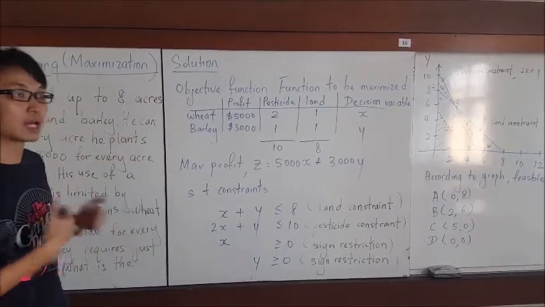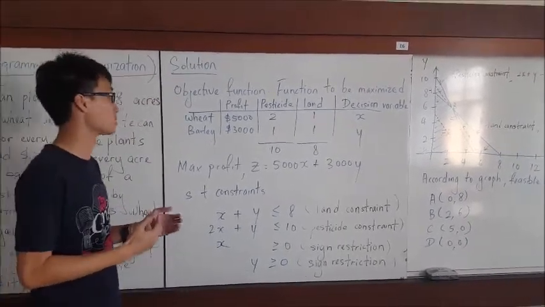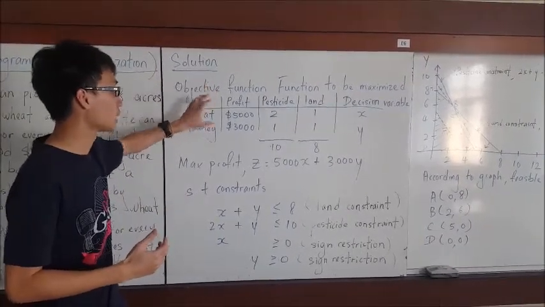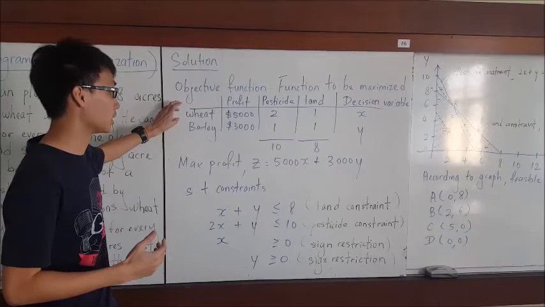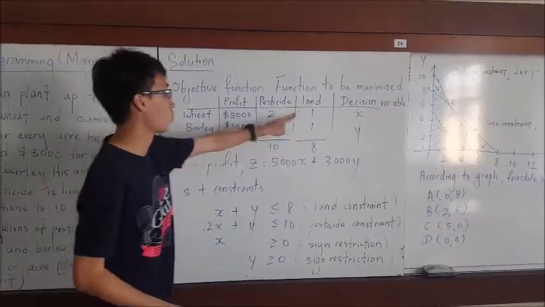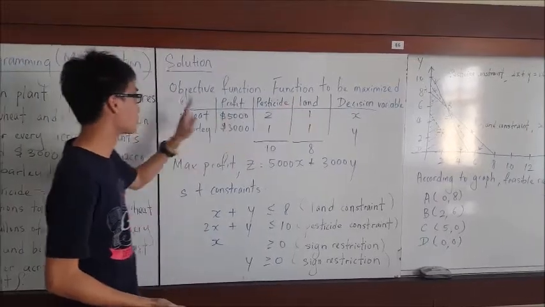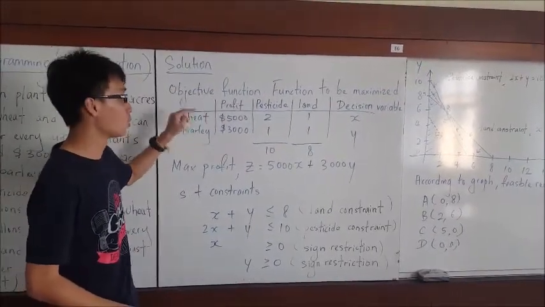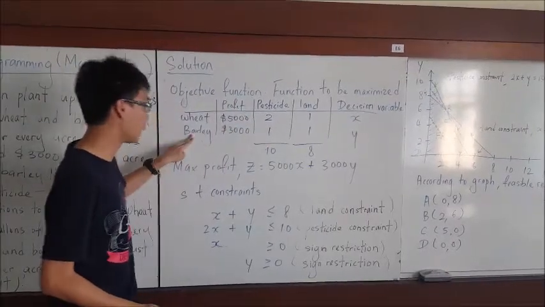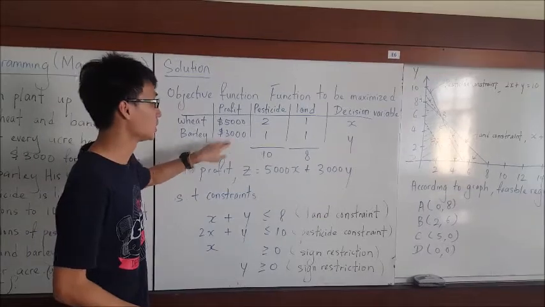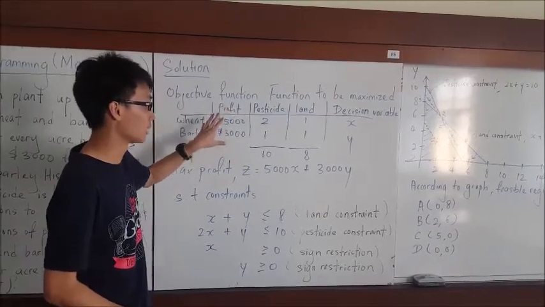There are several other parameters involved in this problem as well. First, the profit, meaning how much he can make based on the plants he planted. In this question, every one acre of wheat produces a profit of $5,000 for the farmer, while one acre of barley planted gives $3,000 in profit. So this is the very first summary we can get.